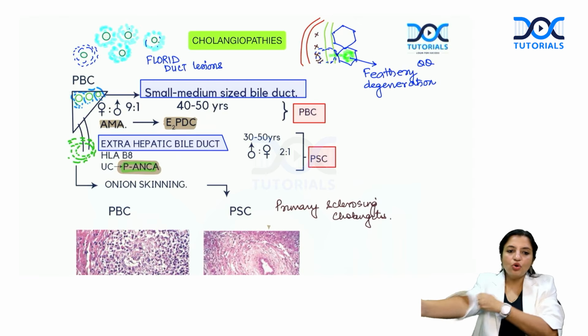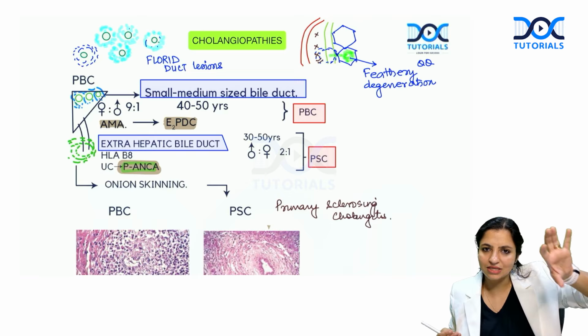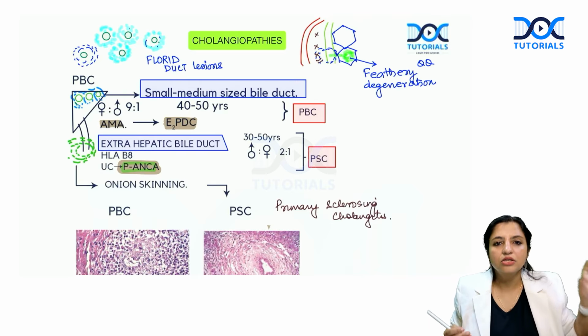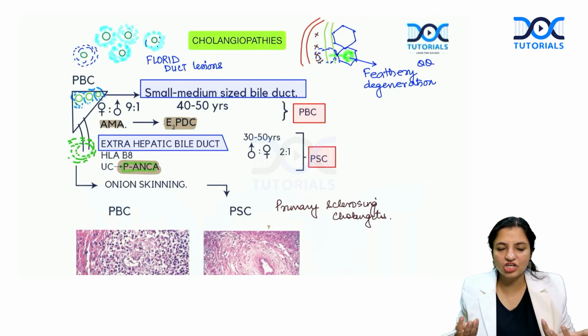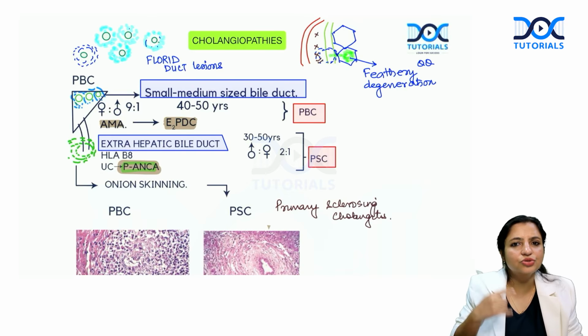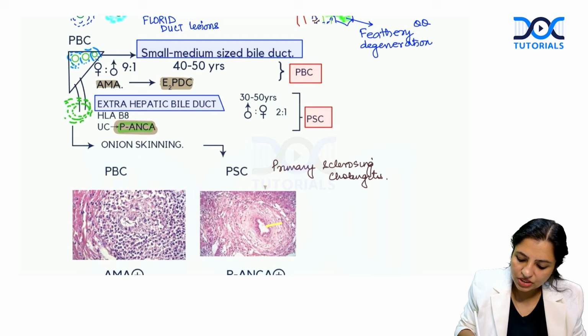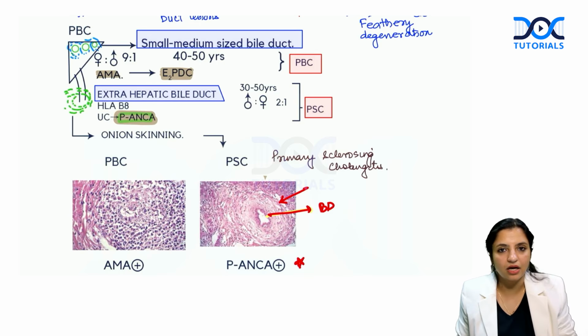When we talk about cholangiopathy, we have two types: some disease which can occur inside the liver or outside the liver. Whenever something affects outside the liver, the larger extrahepatic bile ducts are affected, and in this you see onion skinning. You see the bile duct in the center, and onion skinning around it. That is very typical of primary sclerosing cholangitis, and it is typically associated with PANCA.